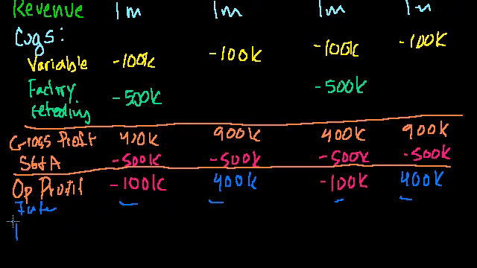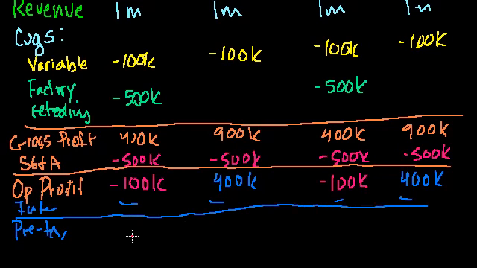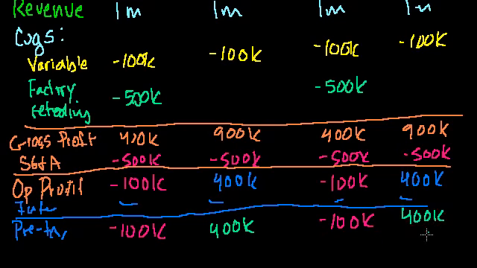And then their pre-tax profit is going to be the same thing as the operating profit. So minus 100K, minus 100K, 400K. I'll make the good years in green. 400K. And then let's just say they're in, I don't know, the Caribbean and they don't have to pay taxes, because that's not the point of this.